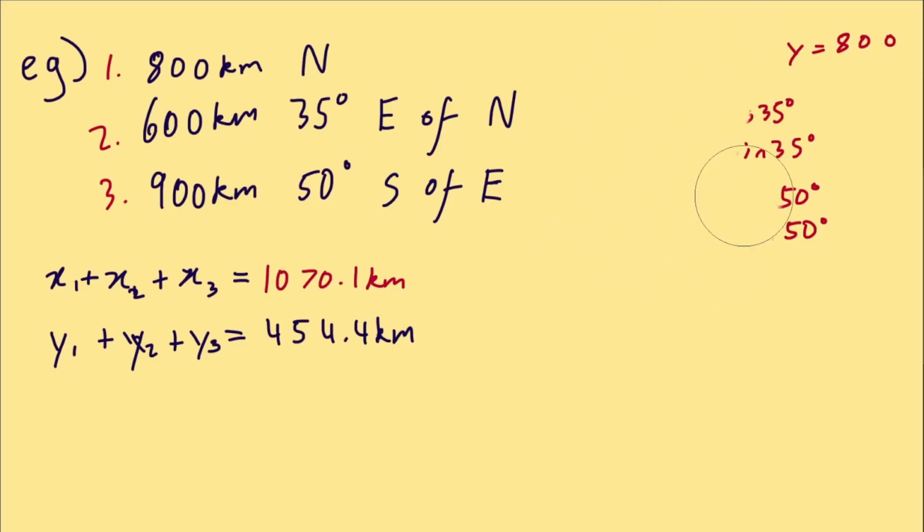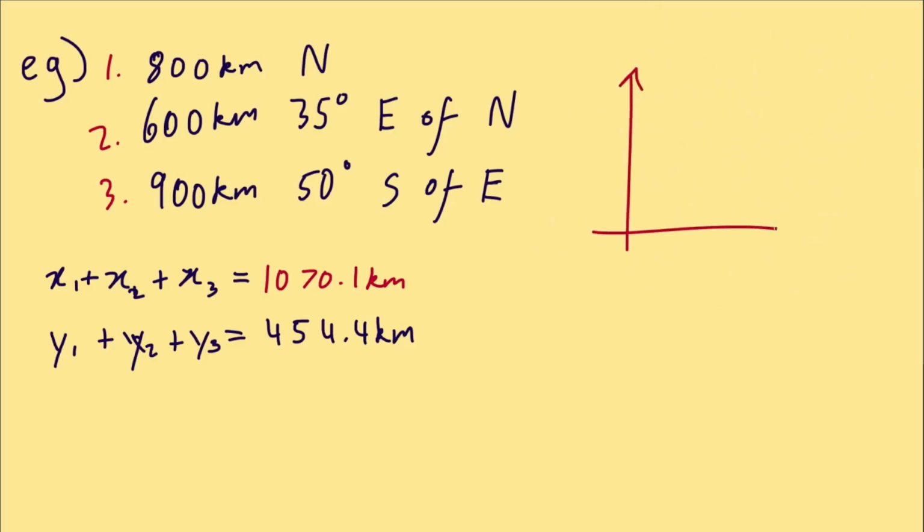If you went and graphed this out, which is optional, but I like to do it to visualize whatever's going on, it will look something like this. So he travels 800 north, then he travels 600 kilometers east of north. So that would mean east and then you tilt up to north. So 600 kilometers. And then south of east, 900 kilometers, which will look like that. And the resultant one we're looking for is this.